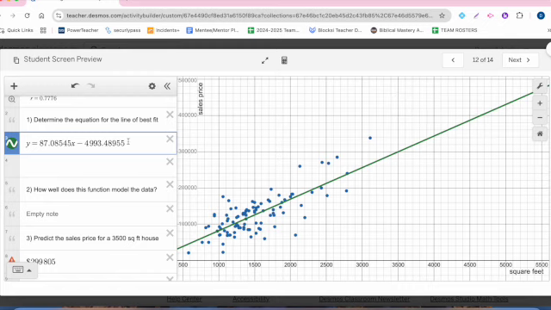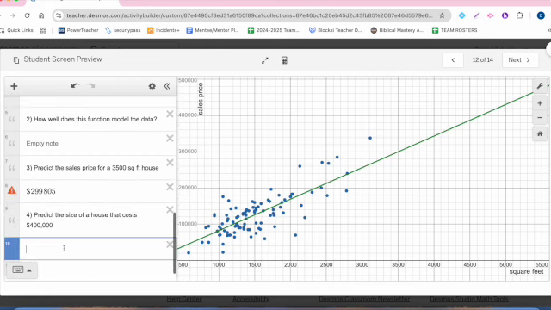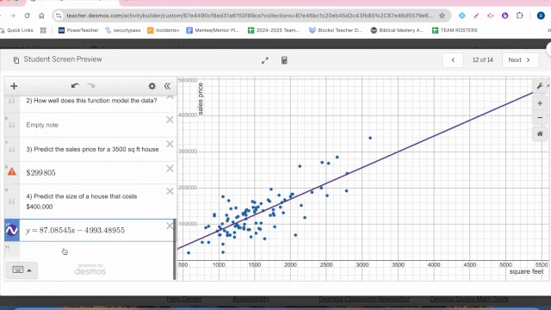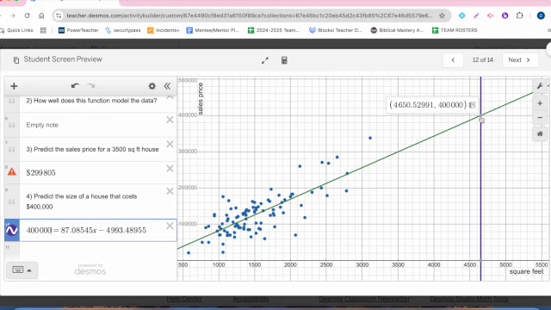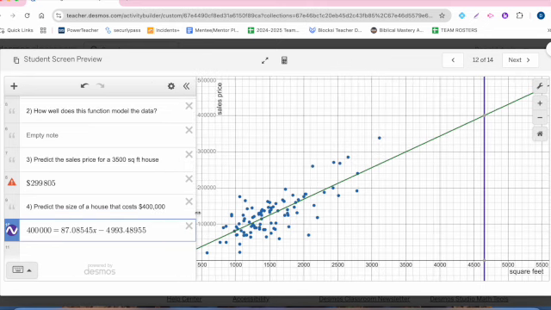If we want to get it a little bit more accurate, we can do just a little bit of algebra. Let's take this equation, and I want to know when the y value will equal 400,000. So I'm just going to replace that y value with 400,000. And Desmos is actually giving me the answer right here, right? It's going to be 4,650.5 square feet.